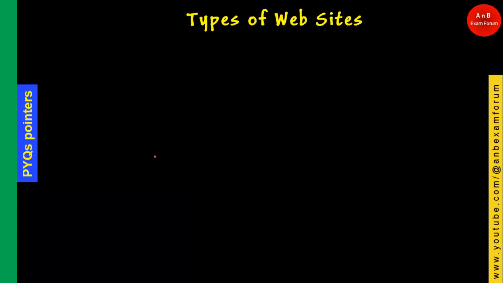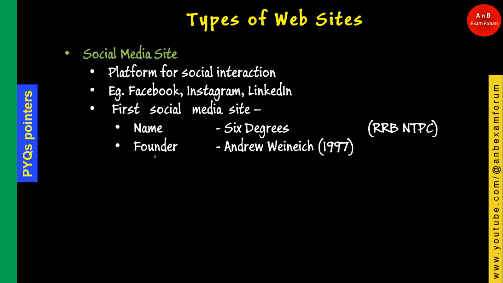Next, let's see what are the different types of website. The first one is the social media site. Okay, the purpose of these websites is basically interaction. Okay, these provide a basic platform for social interaction. Okay, for example, most of us know Facebook, Instagram, and LinkedIn. Okay, Facebook provides interaction with your friends and family, what they are doing. Okay, so in that way, it is basically making a social network.